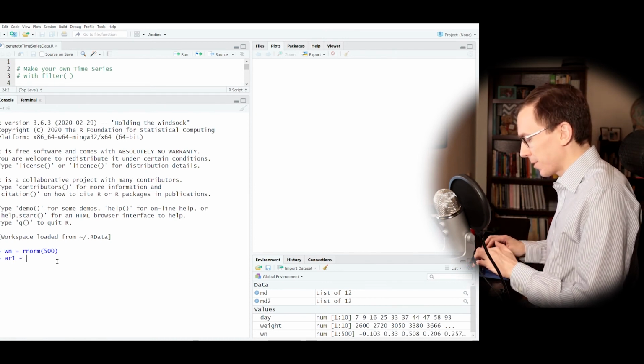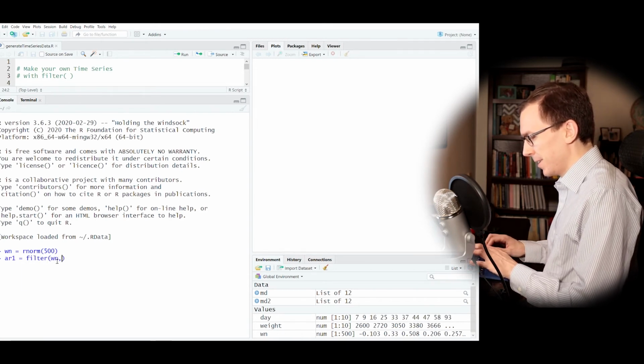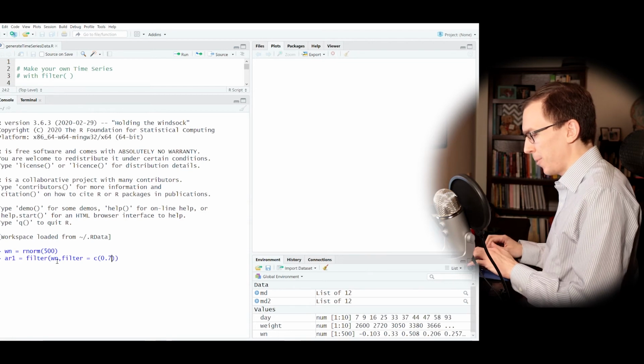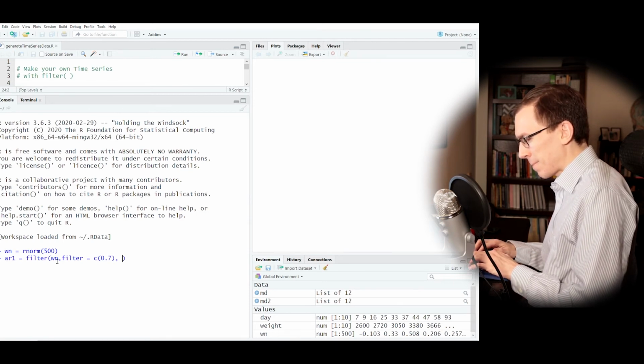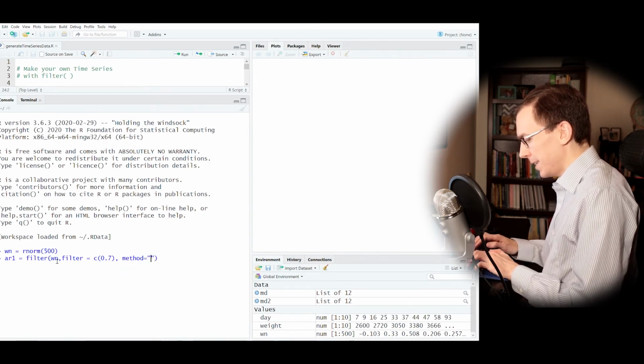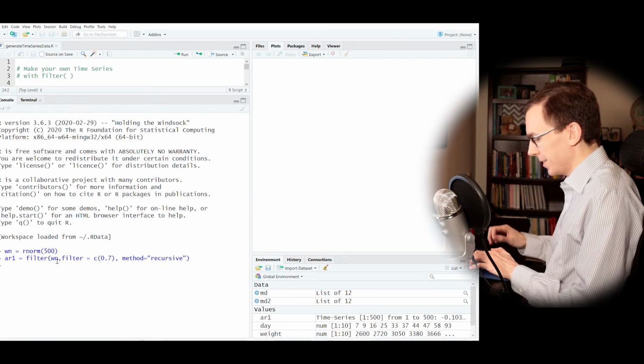We need an AR1 process. So we're going to use the filter command. And the filter command, we're going to stick in our white noise. We are going to tell it to give us a coefficient of, let's say 0.7, something big enough that we can obviously detect it. And the method is going to be recursive, if I can spell that correctly. Good.